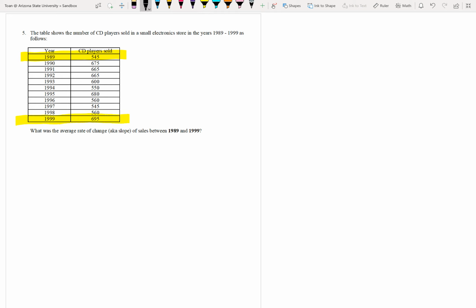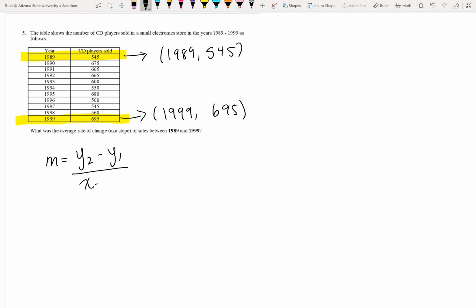So when they make a relation between these two numbers, they're really making coordinates. So I can sort of think of this as 1989, comma, 545. I think these are millions. It doesn't say. And I can link 1999 with 695. And then since I want the rate of change, aka slope, just find the slope between these two points. We have to remember that slope is y2 minus y1 over x2 minus x1. It really doesn't matter which point I designate as the first point and the second point. Let's call this x1, y1, and let's call this x2, y2.